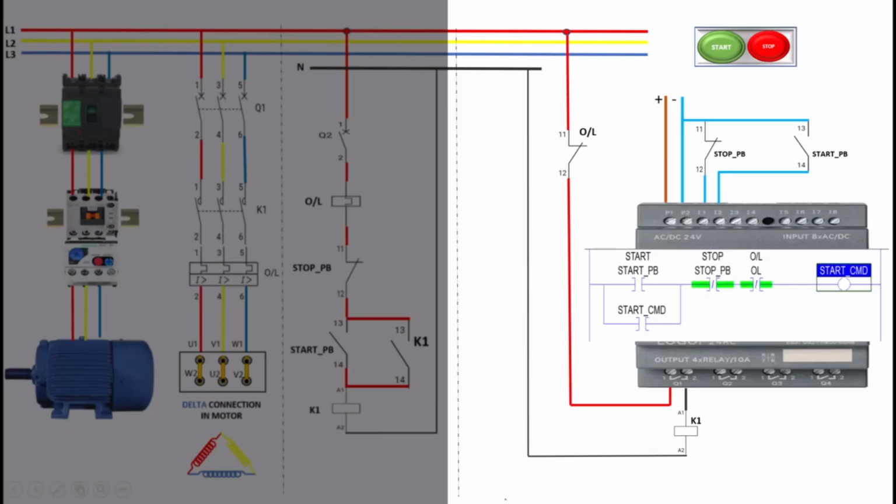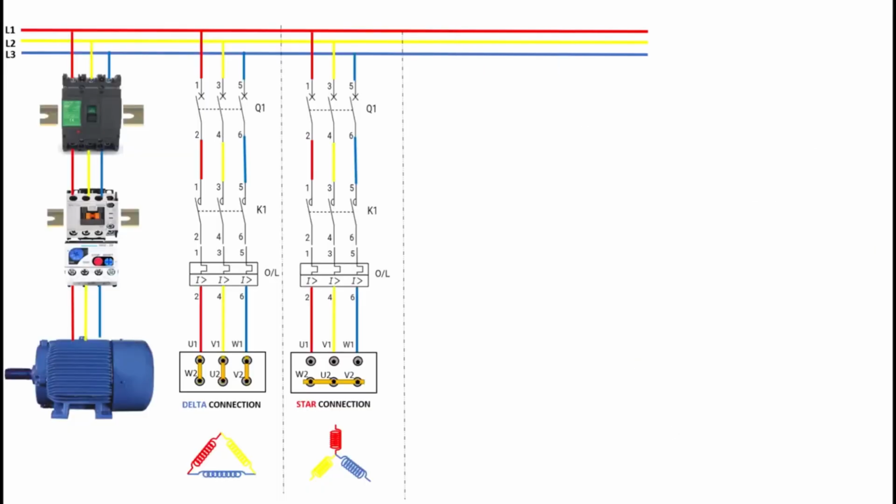I have connected the overload in the main supply circuit to make it easier for you to understand. However, you can also input this to the PLC, just like the start push button and stop push button, and make the program accordingly. In the existing arrangement, this PLC will work to start and stop the motor.